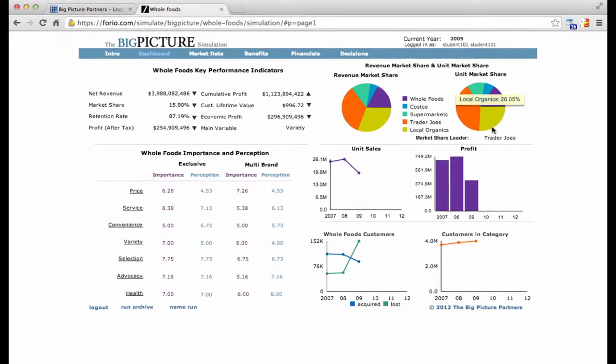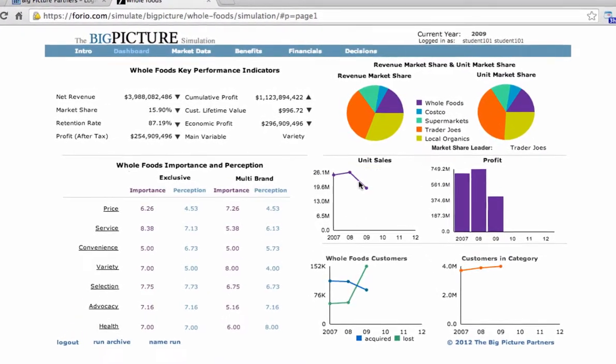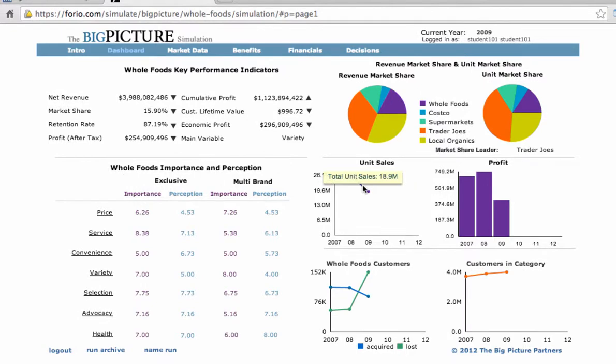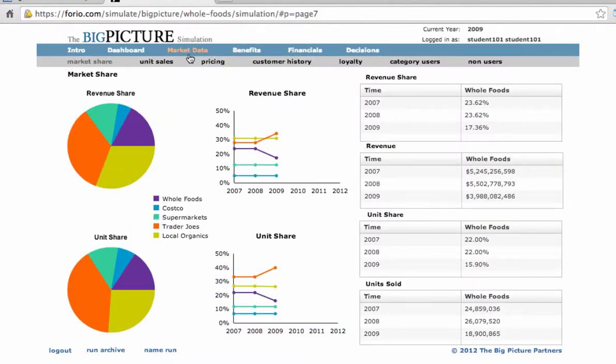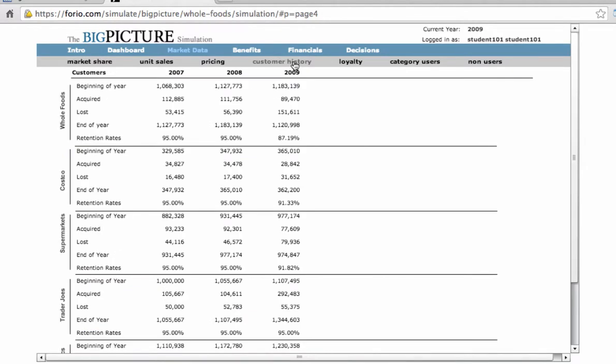The dashboard provides an overview of market data, financials, customer benefit data, and unit sales and profit. This gives us a quick look at what has gone on as a result of our decisions. Again, we can roll over things to see specific numbers, and this will give us direction as to where to look next in terms of diving more deeply to see the impact of our actions. On each of the screens, there has been an additional year added, and all of the data will be populated now from 2007 through to 2009.